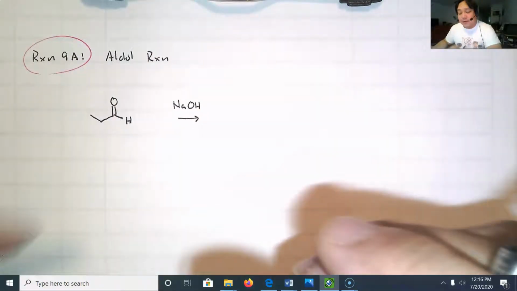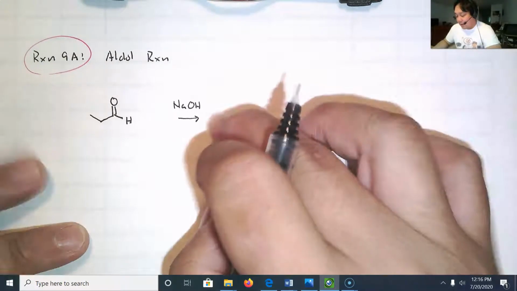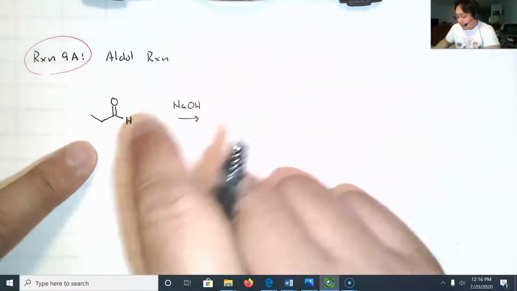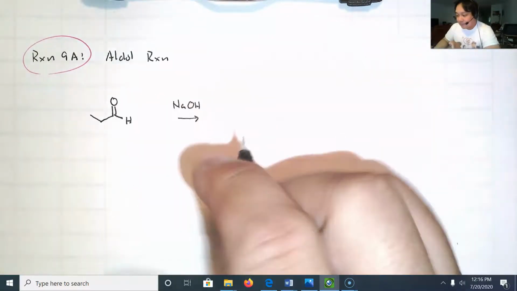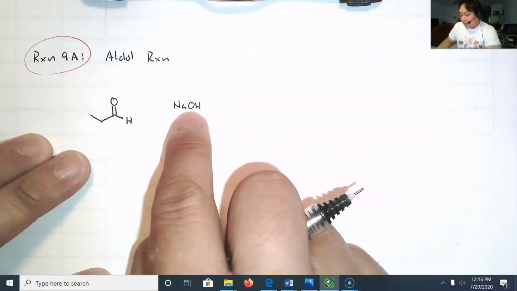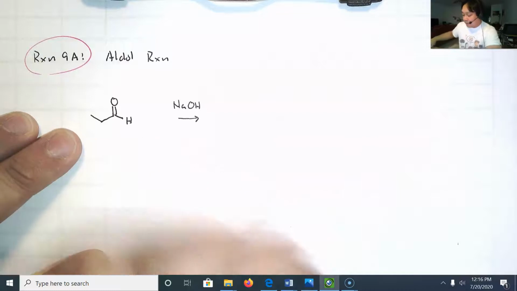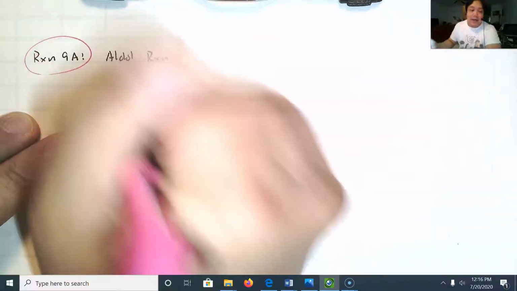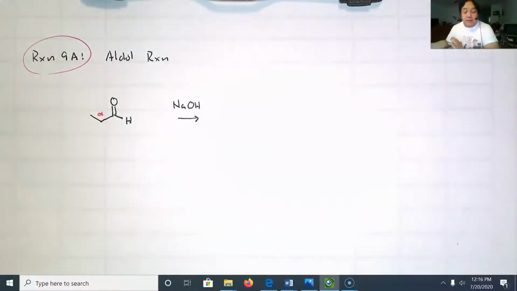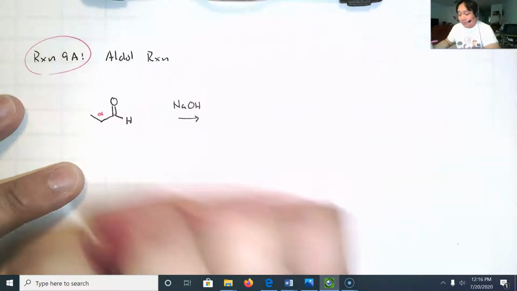We could use other types of oxide bases, and I'll show you some examples, but let's use sodium hydroxide and visualize. That OH minus is going to rip off some of these alpha hydrogens, or the alpha hydrogen on some of the molecules. Not all the molecules. We're not going to get 100% deprotonation.